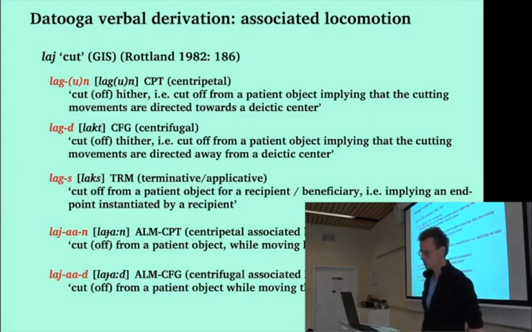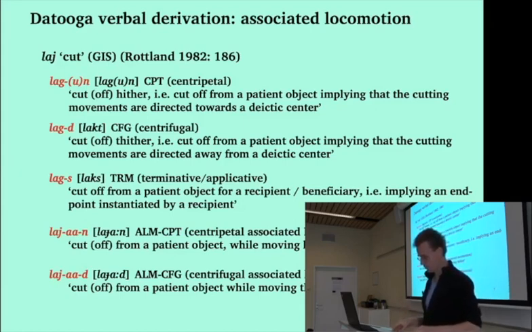As soon as the marker of associated locomotion is added, things become more complex still. The stem with centripetal associated locomotion, lajan, for example, indicates that the agent is cutting off something from a patient while he or she is moving towards a deictic center. And of course, a centrifugal counterpart signals an opposite direction. I've corroborated these examples for modern Gisamjanga and for Burediga. As one could see here, the interesting point is that the category of associated locomotion allows for a considerable degree of semantic complexity or condensation in the lexical items.